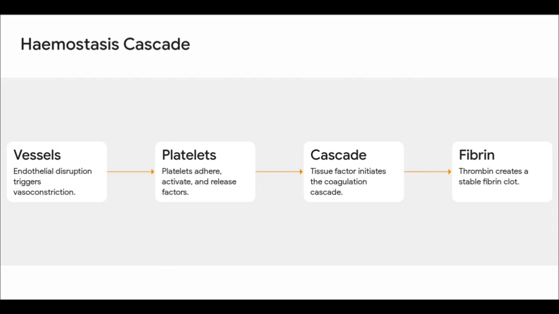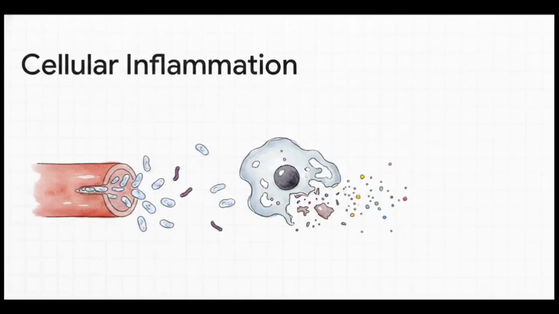Step 3. Tissue factor is released, which initiates the coagulation cascade. And finally, Step 4. This cascade generates thrombin, which acts like a biological glue to create a stable fibrin clot, sealing the breach. Concurrently, a slower process called fibrinolysis activates in the background, converting plasminogen to plasmin to eventually clear out this very meshwork. Once the bleeding stops, we transition into Stage 2, cellular inflammation.